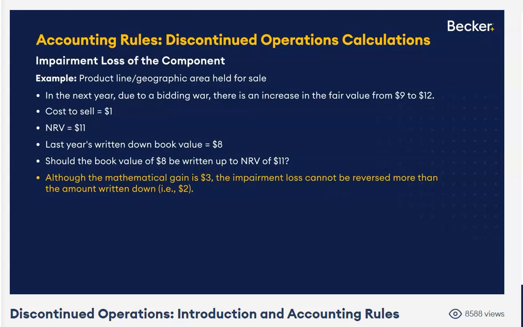So I'll give you more examples, you'll see. But subsequent increases in value, if you have that, remember, when you reverse that impairment loss, you can't reverse more than the original write-down. That's kind of the cap on that gain, okay? And you'll see how that works as we work a lot of examples here.